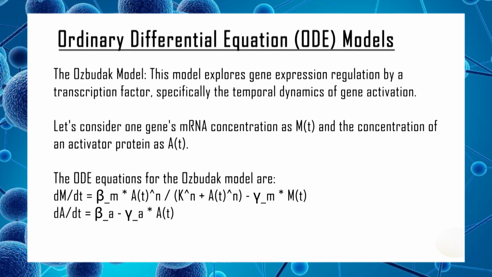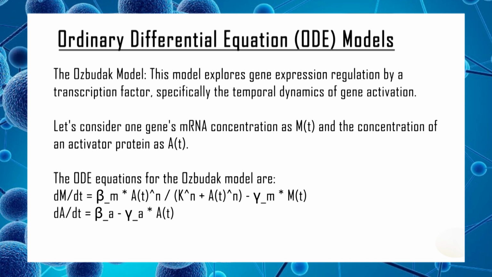The fourth model is known as the Osbudek model. This model explores gene expression regulation by transcription factors, specifically the temporal dynamics of gene activation. The ODEs capture the protein-protein interaction and transcription factor binding kinetics to their target genes. This model provides insight into the temporal ordering and timing of gene expression events.